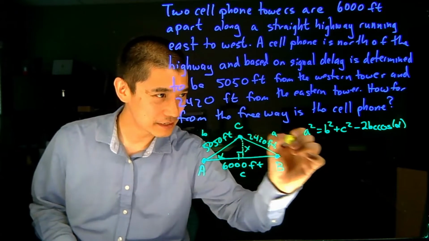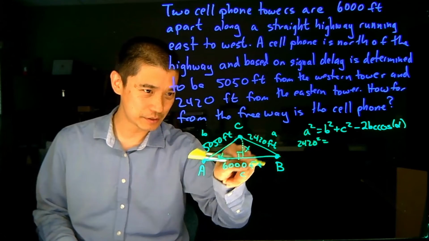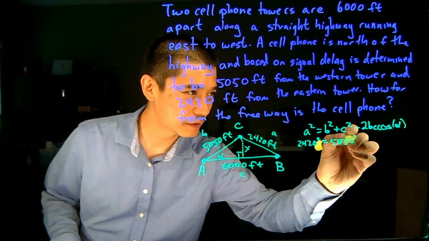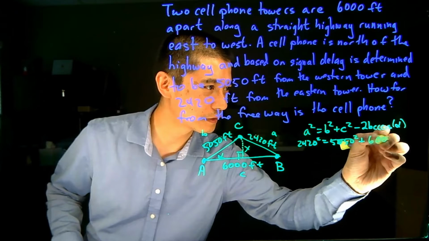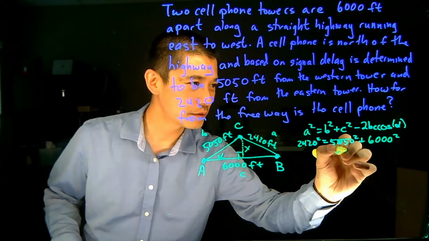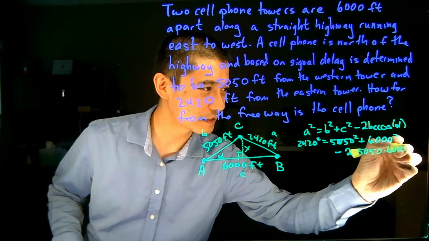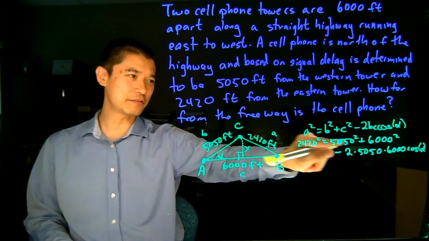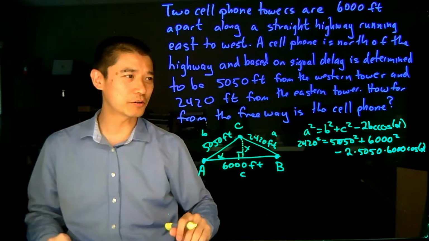So A is going to be 2420 squared is equal to B squared. B is over here, 5050 squared, plus C squared, which is 6,000 squared, minus 2 times 5050 times 6,000 cosine of alpha. And you can see here, if I were to write these out, they're going to be numbers in the millions all going on here.